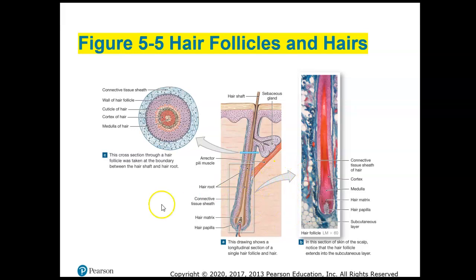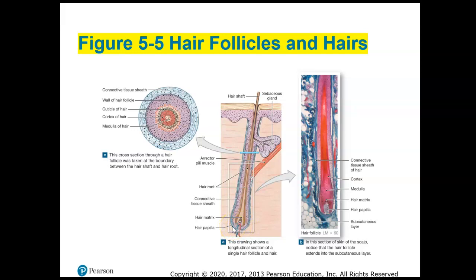A couple of other things down near the deeper portion of the hair. You're going to see the hair papilla, which contains blood vessels, and on top of that is the hair matrix. These cells are what push the hair up as it grows, as your hair grows longer. And then we have the hair root, which anchors the hair to the epidermal cells of the skin. If you follow the hair root all the way down to the deepest layer, it anchors the hair to the skin cells underneath.